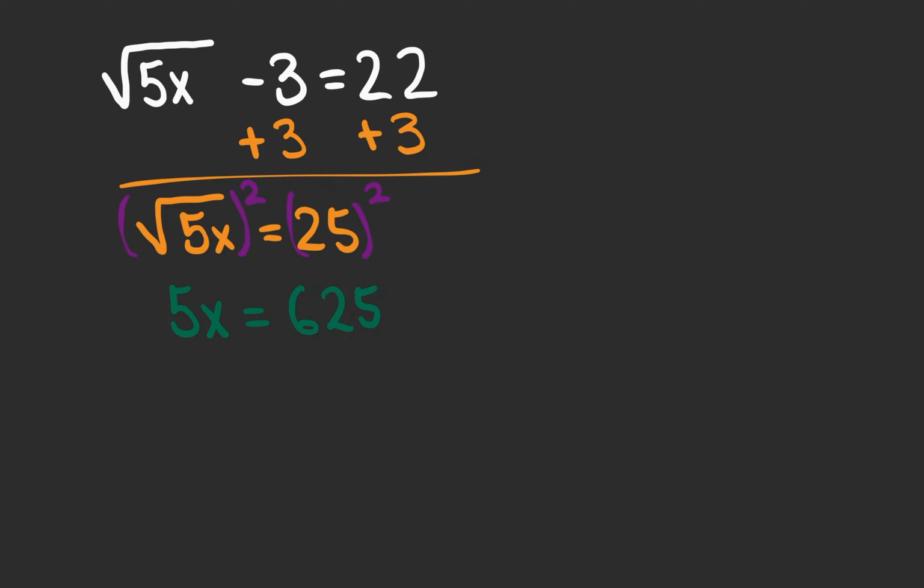From there, I will then divide both sides by 5. And this will go ahead and leave me with x is equal to, let's check that out, to 125. And that's your final solution.